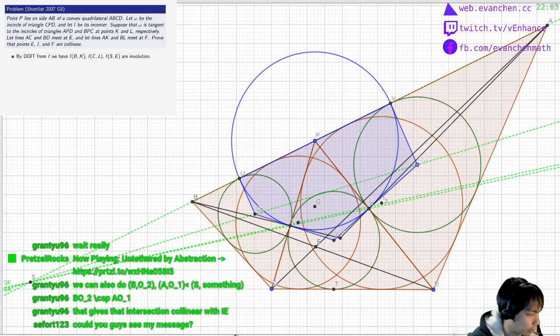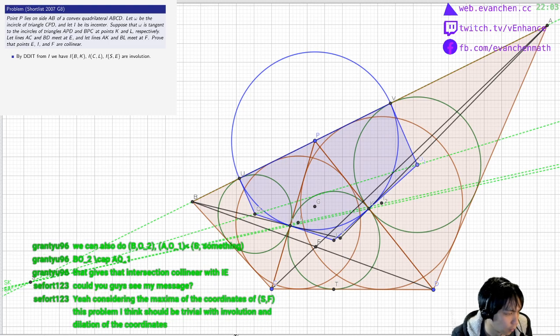Could you guys see my message? Oh, sorry, I'm not watching the chat. Considering the maximum of coordinates of SF, involution and dilation of the coordinates?